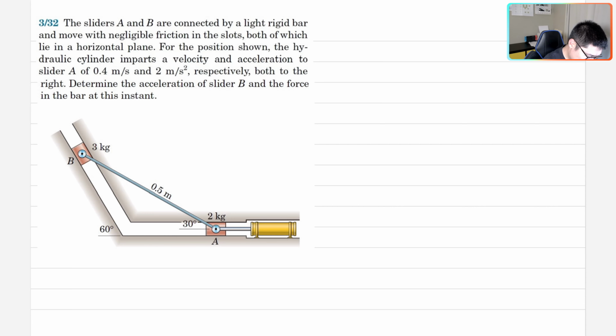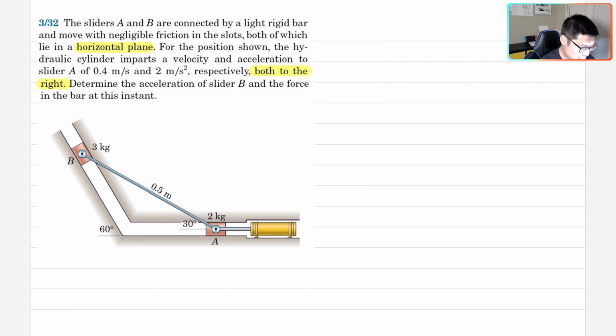We have a slider A and B that are connected by a light rigid bar and move with negligible friction in the slots, both of which lie in a horizontal plane. For the position shown, the hydraulic cylinder imparts a velocity and acceleration to slider A of 0.4 meter per second and 2 meter per second squared for the acceleration, both to the right. Determine the acceleration of slider B and the force in the bar at this instant.